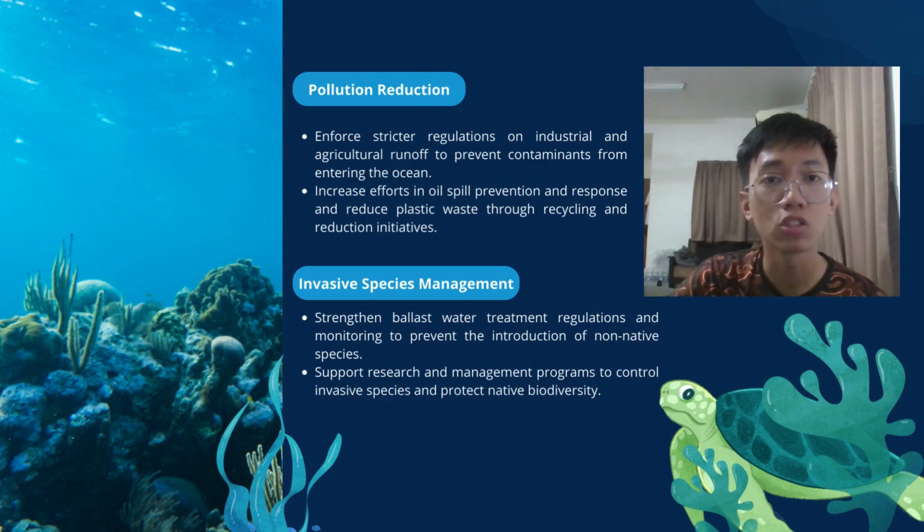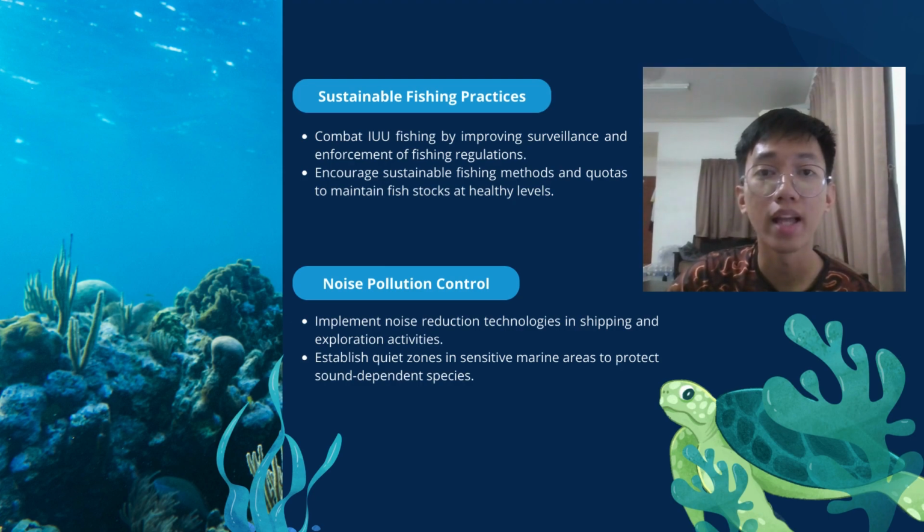These species can compete with or prey on native species, disrupt ecosystem balance, and spread diseases. We also need to support research and management programs to control invasive species and protect native biodiversity. Next, we need to combat IUU fishing by improving surveillance and enforcement of fishing regulation. IUU fishing stands for illegal, unreported, or unregulated fishing that undermines fishery management and conservation efforts.